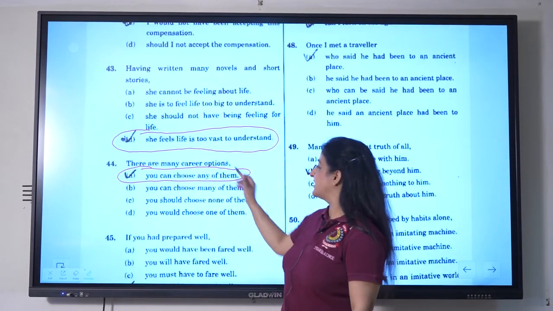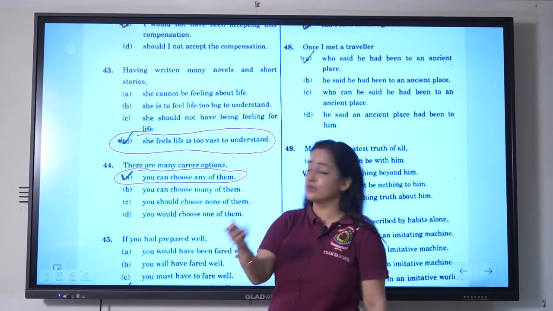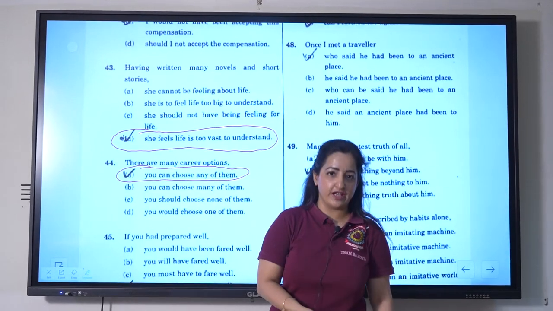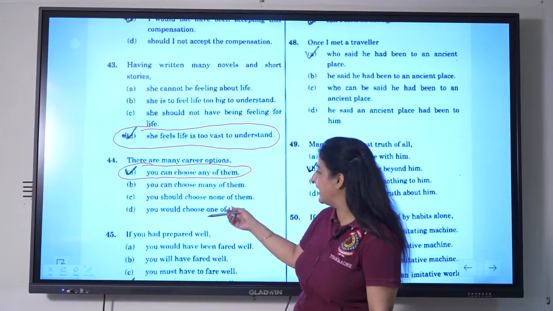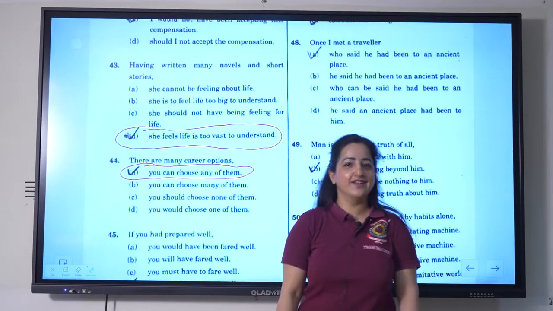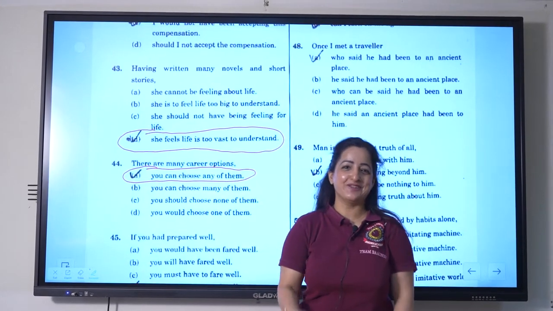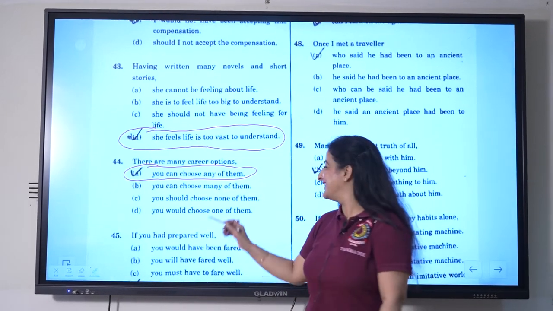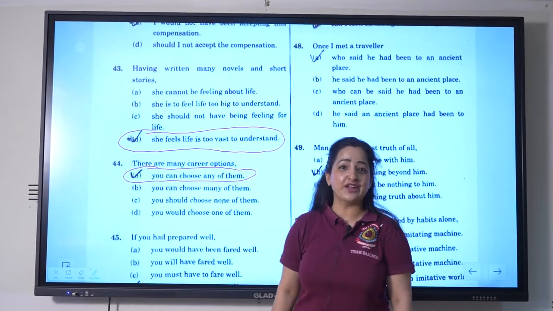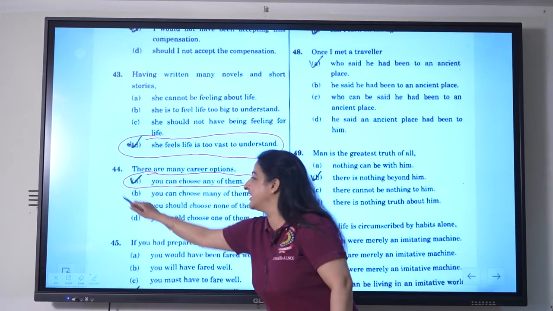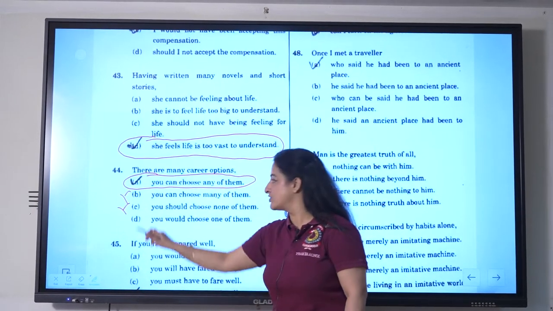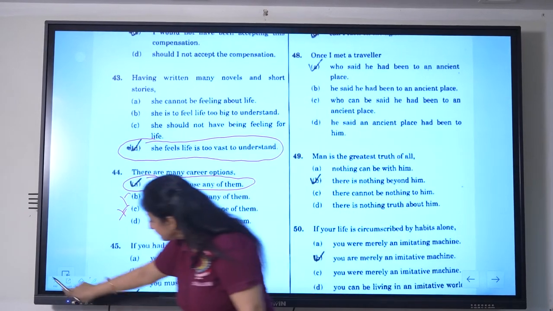Now there are many career options and therefore you can choose any of them. So again, a common sense answer there, and not many of them. Out of many, how can you choose many? You're obviously going to choose any one of them, right? And if you choose none of them, then what exactly are you doing with your life, right? So therefore, that is also not the answer. So simple rule out ones were there. Okay.